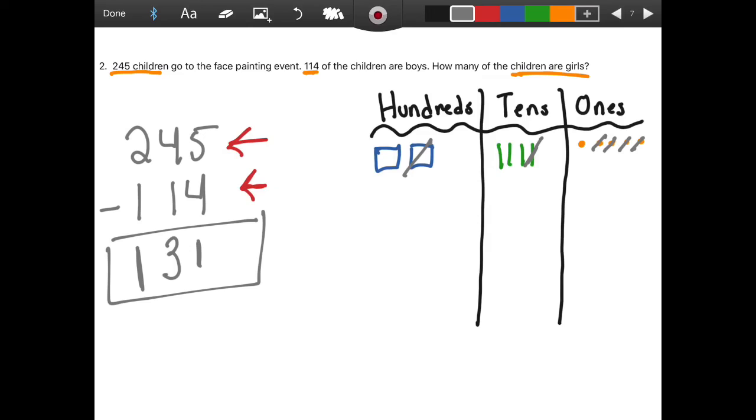The difference of this problem is 131, which means that 131 of the people attending the face painting event are girls.